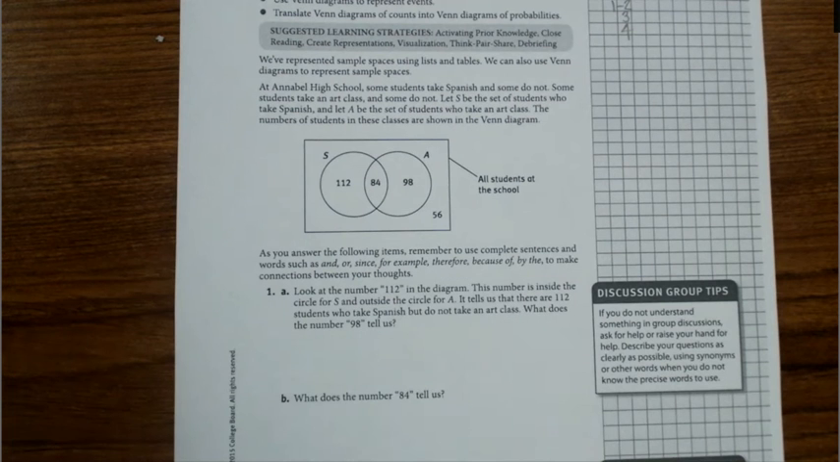As you answer the following items, remember to use complete sentences and words such as and, or, since, for example, therefore, because of, by the, to make connections between your thoughts. A. Look at the number 112 in the diagram. This number is inside the circle for S and outside the circle for A. It tells us that there are 112 students who take Spanish but do not take an art class.